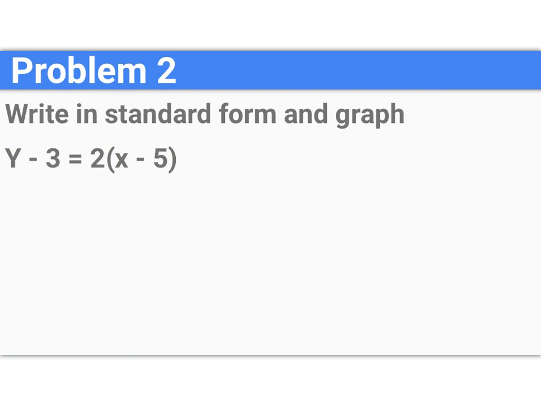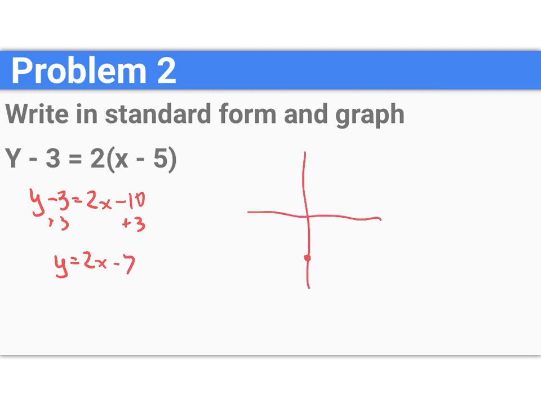Okay, write in standard form and graph. Okay, so we want to first go through the motions. Y minus 3 equals 2x minus 10. Add 3 to both sides. Y equals 2x minus 7. So this is the one we're going to graph. We're going to call this negative 7. We're going to go up 2, 1, 2, and over 1. So it looks something like that, where this is y and that's x.